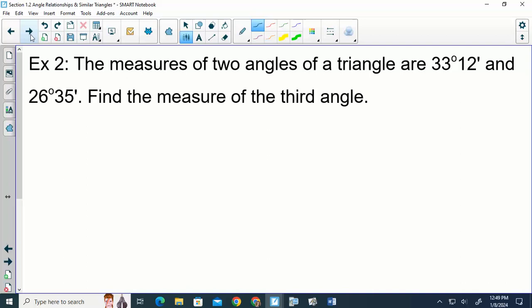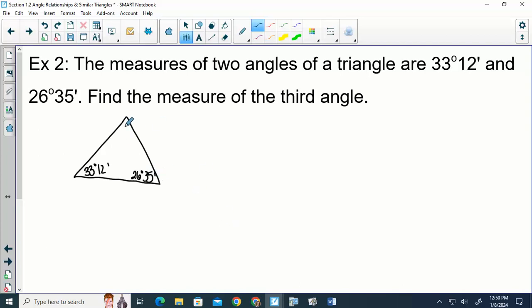Draw a picture. Turn it all into degrees. I don't know. I drew a picture first, I guess. But you can 100% draw a picture if it helps you. Not required, but always a good strategy. We know one angle is 33 degrees, 12 minutes. We know one is 26 degrees, 35 minutes.